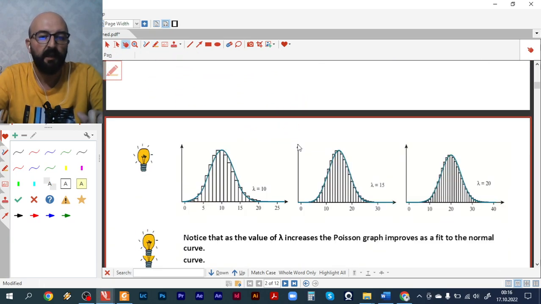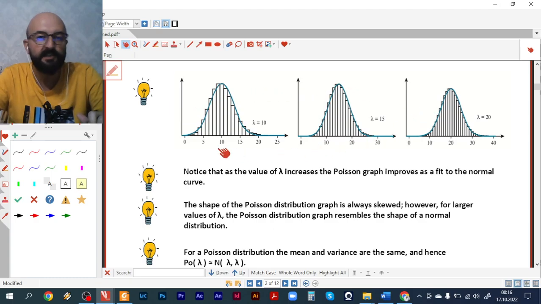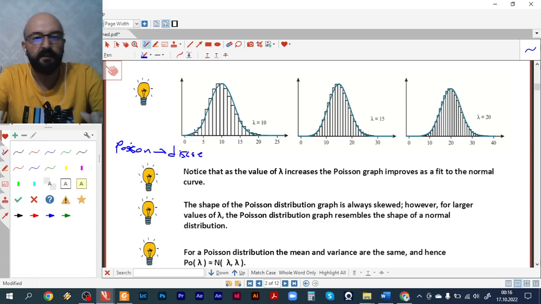Please notice these graphs about the Poisson distribution, and remember that the Poisson distribution is a discrete distribution. So these rectangles are for the Poisson distribution. But if we draw a curve through the middle of the top of the rectangles, we can create the normal curve.